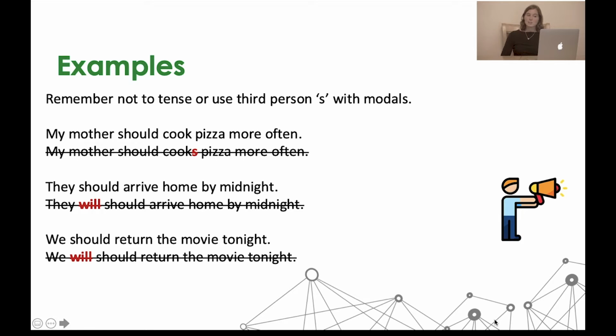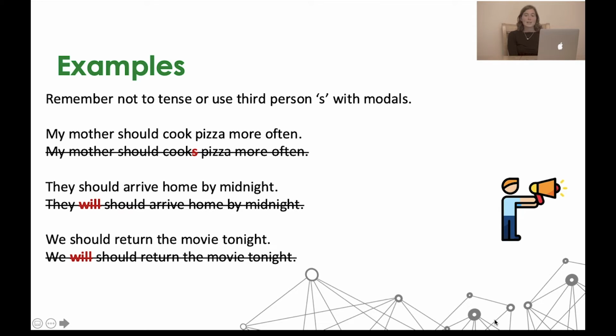Here are some more examples. You need to remember not to tense should or use the third person s with modals, okay? So it's actually easier than conjugating a regular verb. Like, my mother should cook pizza more often. It would never be, my mother shoulds cook pizza more often. They should arrive home by midnight.